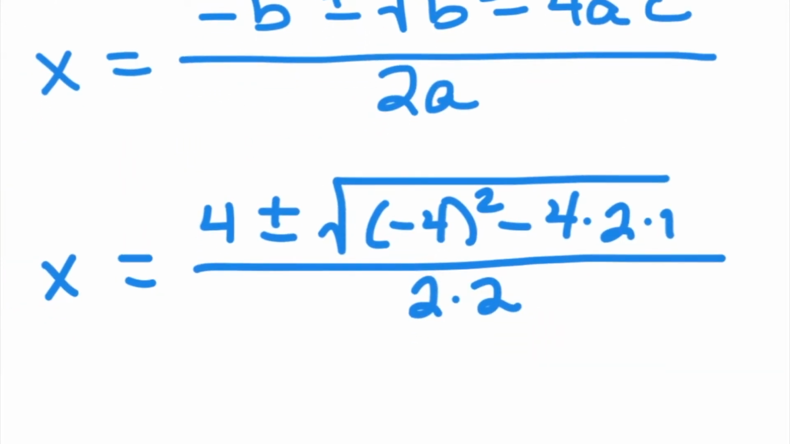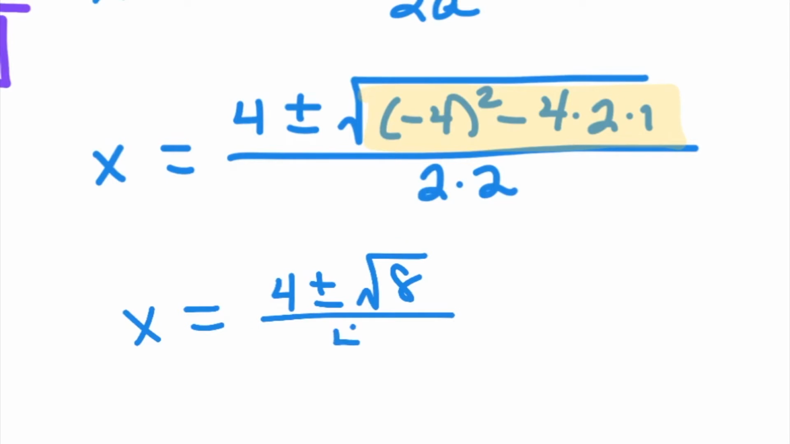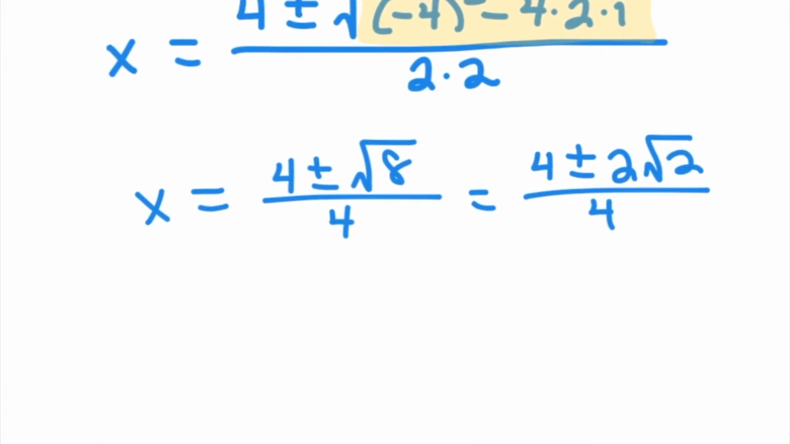And again, I will tell you that I would start by simplifying what's inside the radical and just type that exactly as is. Don't type the radical, just the stuff inside the radical into your calculator. 16 minus 4 times 2 times 1, and you get 8. So x equals 4 plus or minus radical 8 over 4, which you have to simplify the 8 to 2 radical 2.